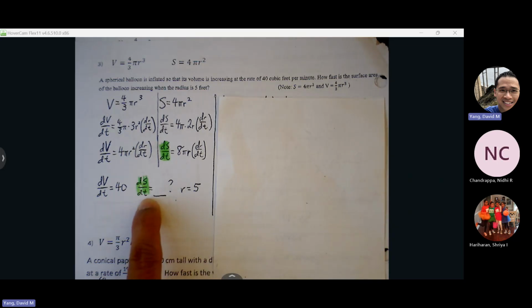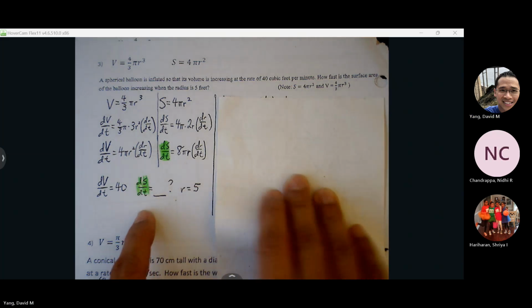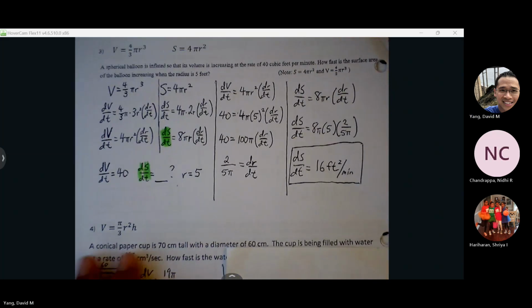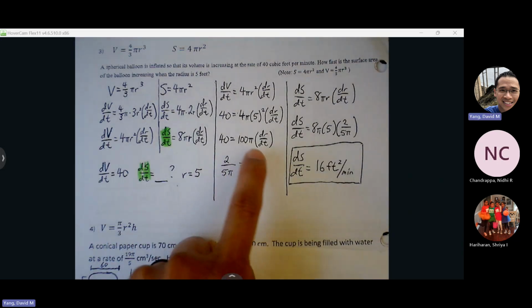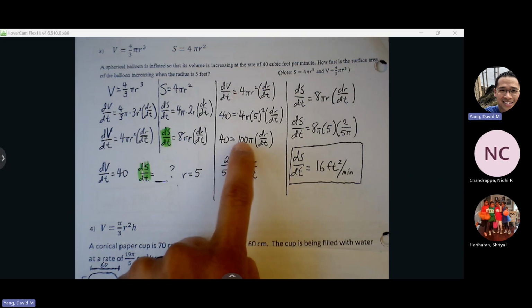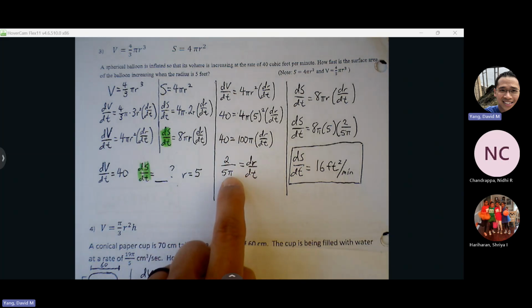For our units of measure, surface area, focus on that word area. That's a two-dimensional unit. So that's going to be square feet. Time is in terms of minutes. So square feet per minute is our unit. Notice that when you solve for dr dt initially, that pi is in the denominator. So if you plug 40 divided by 100 in the calculator, that's fine. But just make sure you leave that pi out of the calculator and make sure it's in the denominator so that we can hold on to our exact value.